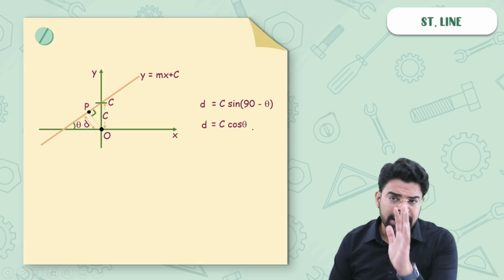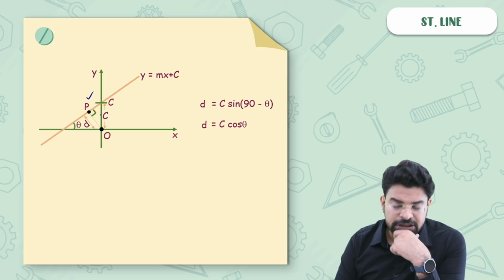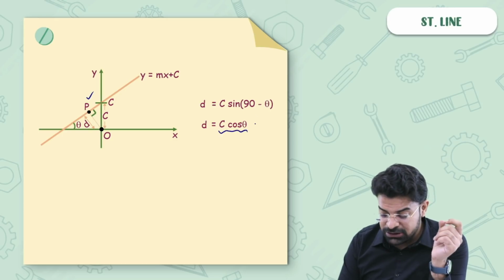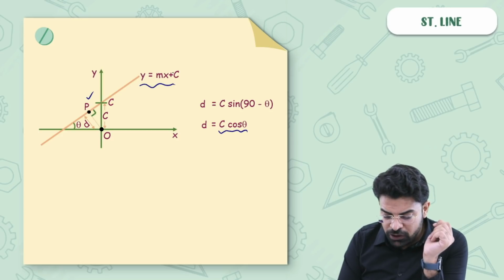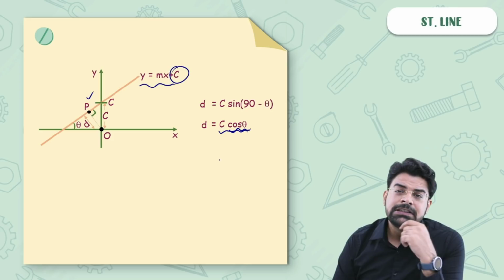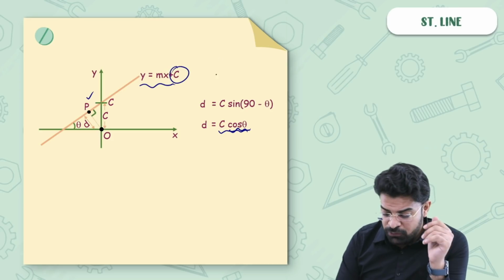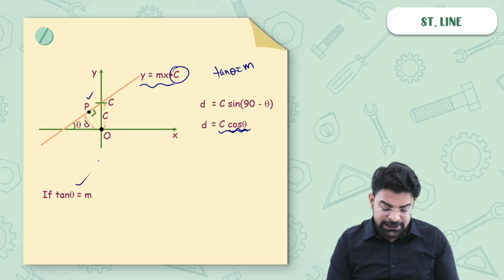So, sir, let's say we have established that the point on the line which is closest to the origin is at distance C cos theta. How to find C cos theta? From the equation of the straight line, you already know the y-intercept. But sir, how to get cos theta? You don't know cos theta, but you know tan theta. Tan theta equals m. So if you know that tan theta is m, you can find out cos theta.